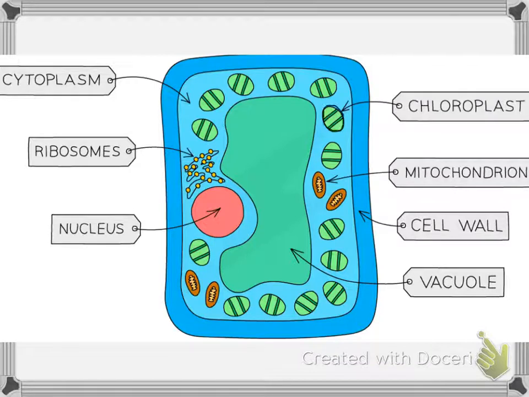This is the palisade mesophyll cell. This is the chloroplast, the mitochondrion, cell wall, vacuole, nucleus, the ribosomes, the cytoplasm, and this will be the cell membrane.